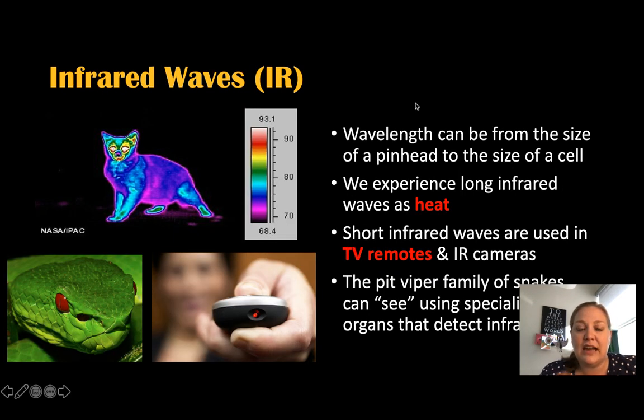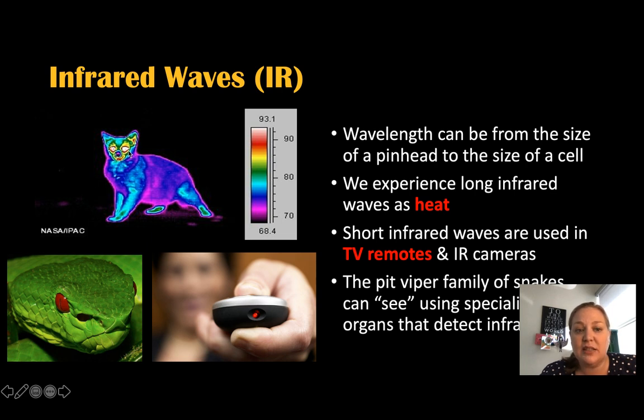All right, so the next one up, so we're getting higher energy with each step, is infrared waves. You experience this with the heat lamp. So the wavelength, you can tell we're getting much smaller. We can be from the size of a pinhead to the size of a cell. We experience long infrared waves as heat. So that's why I said the heat lamp. The short infrared waves are used in TV remotes and infrared cameras, like the picture of the cat.